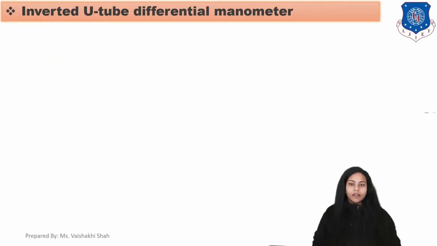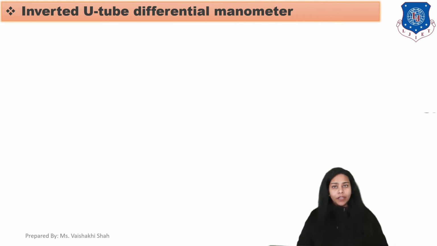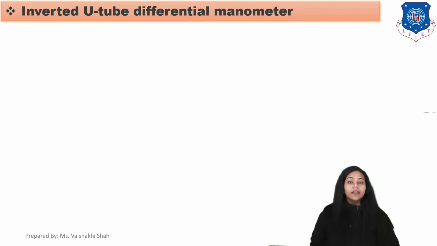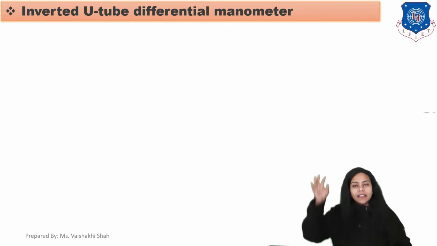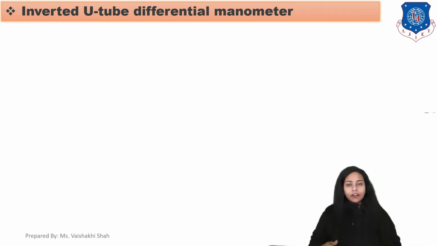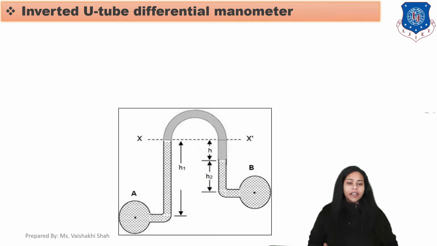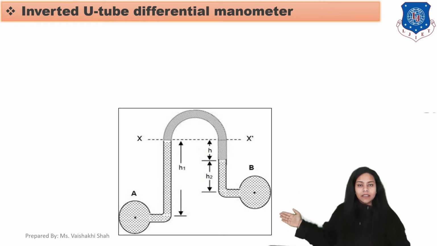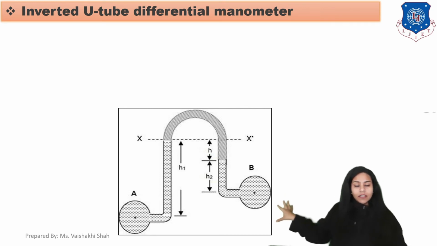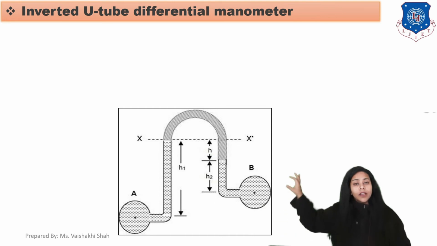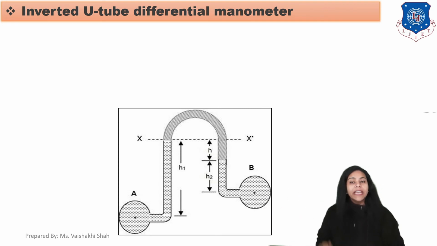Okay. Now, our next type of manometer is the inverted U-tube differential manometer. As the name indicates, what is the meaning of inverted? Yes, an inverted U-tube manometer is like this. Here there are two pipes, pipe A and pipe B, and the U-tube manometer is connected inverted. That is why this is called an inverted U-tube differential manometer.